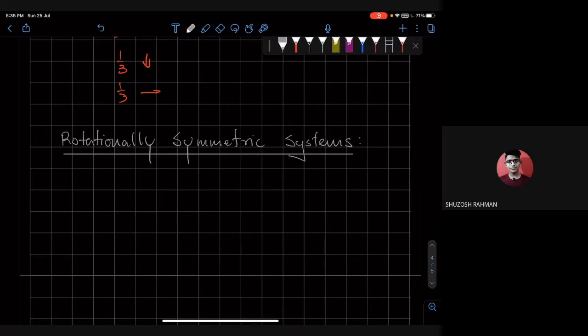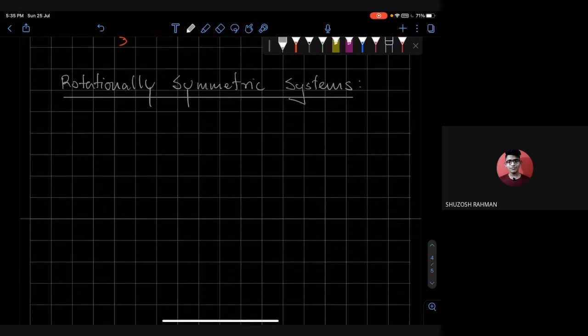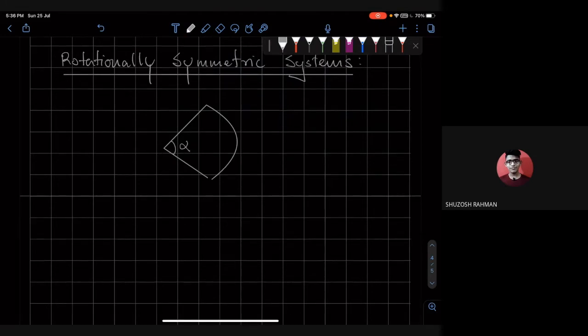So in a previous lecture, we saw that when we rotate a system, that is, we translate it on a circular path, this is not a very good circle, so this is a circular path. When we rotate a system by some angle, say alpha, so this is my angle alpha, then what happens to the state of the particle? That is the wave function.